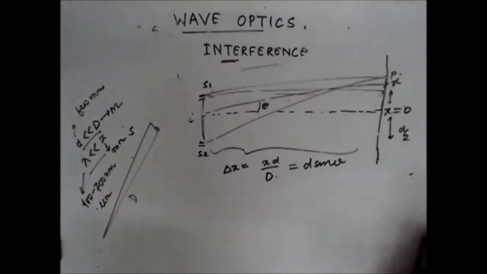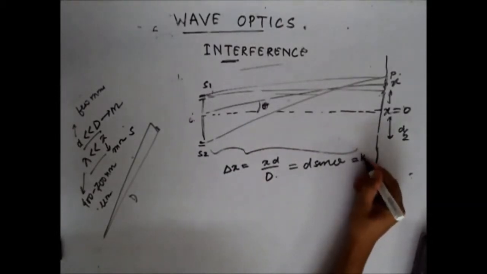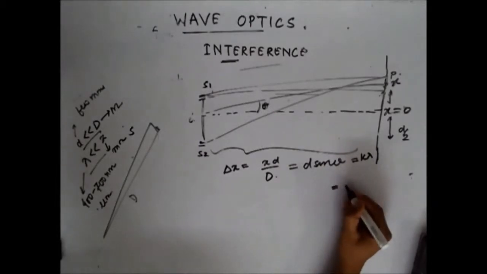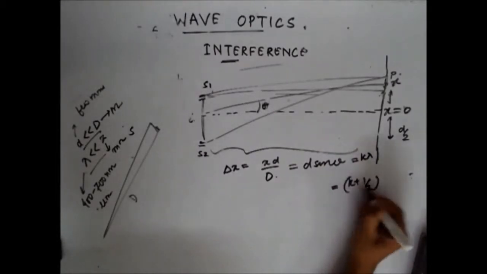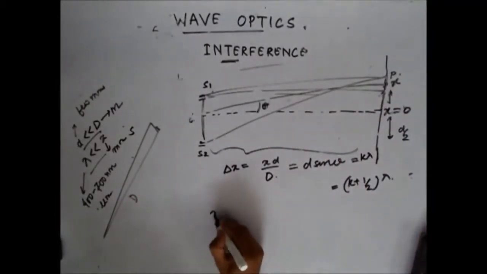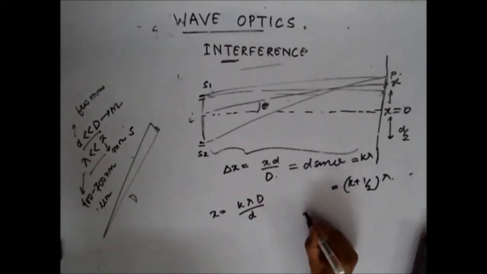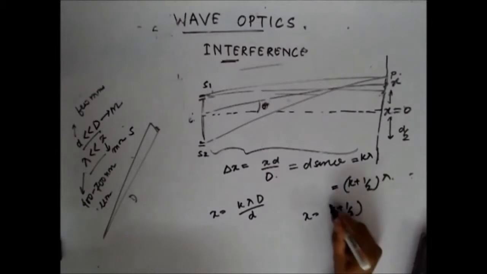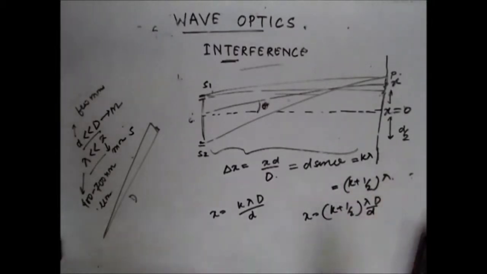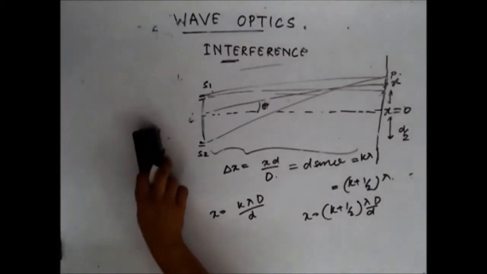Now you know that if we have constructive interference, the path difference should be equal to k lambda, and when we have destructive interference, the path difference should be equal to (k plus half) lambda. So what are the positions of x where we have constructive interference? We can get that as k lambda D by d. And the positions where we have destructive interference, we can get as (k plus half) lambda D by d. Okay, so now let's put the values of k and see where we get constructive and destructive interference.